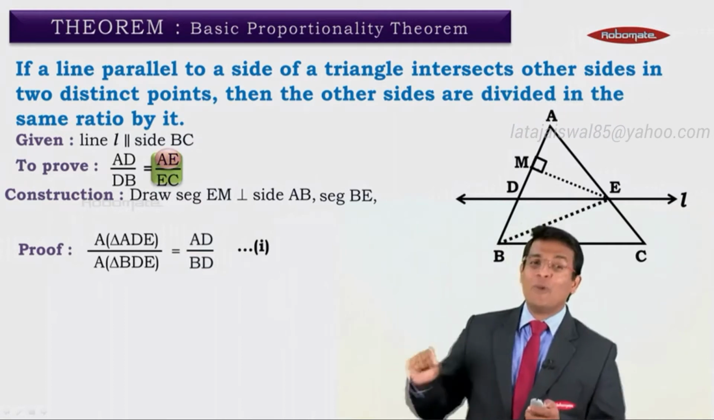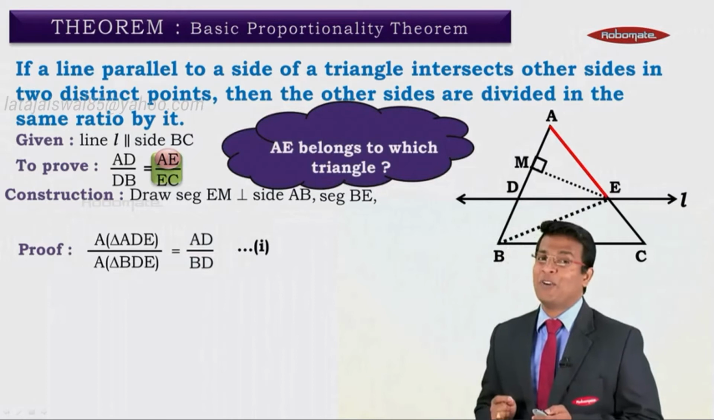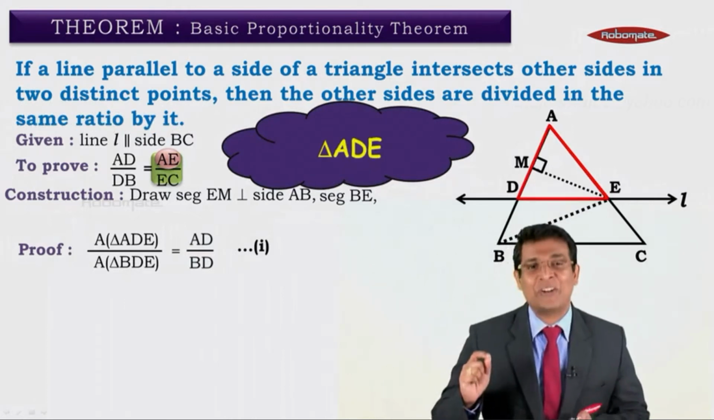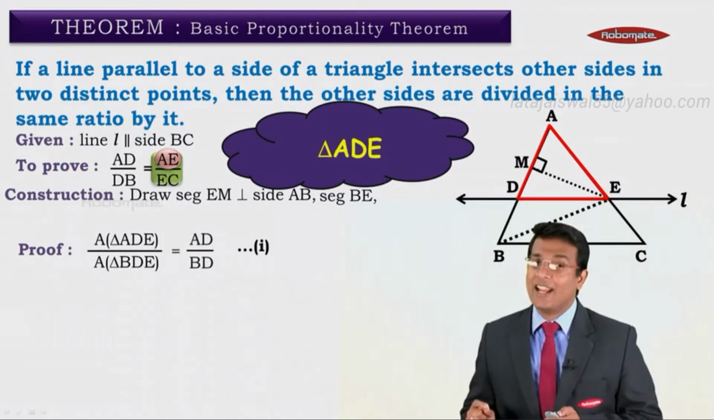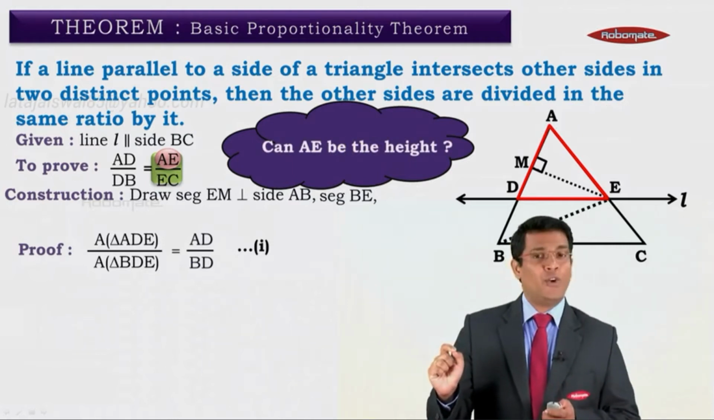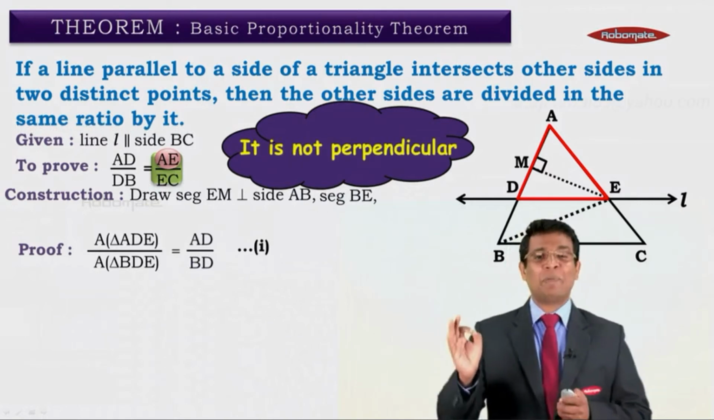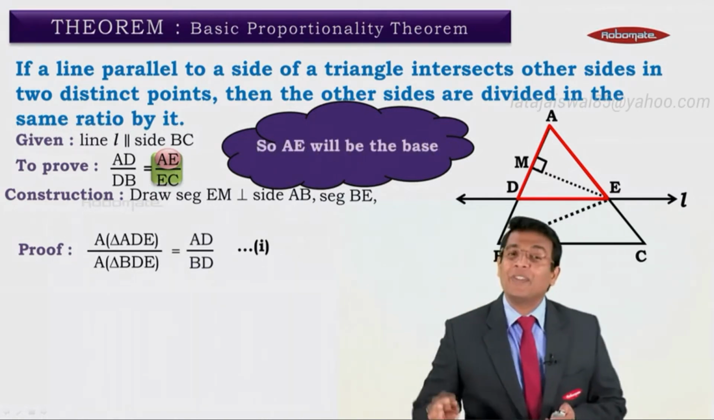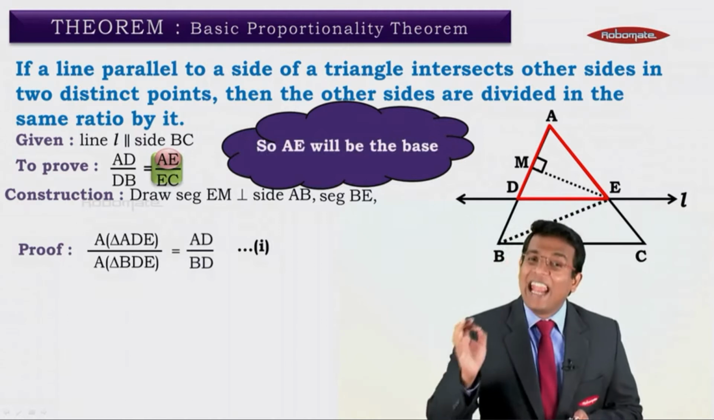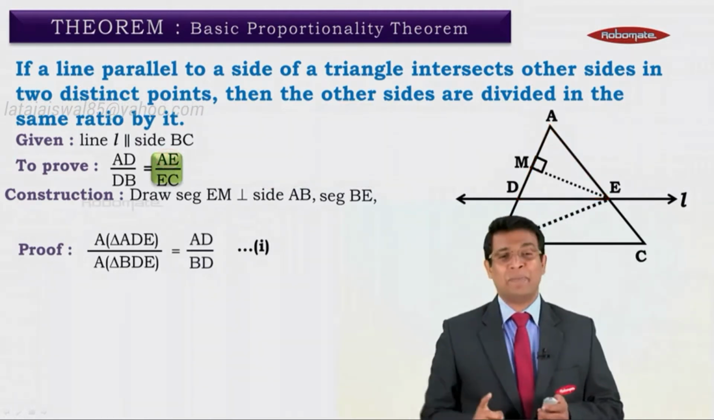When you look at the numerator AE, the first question is, does that AE belong to a triangle? Yes, it belongs to a triangle, that is triangle ADE. Now for that triangle ADE, can AE be the height? No, it cannot be the height. Why? Because it is not a perpendicular segment. So AE will be the base of the triangle.